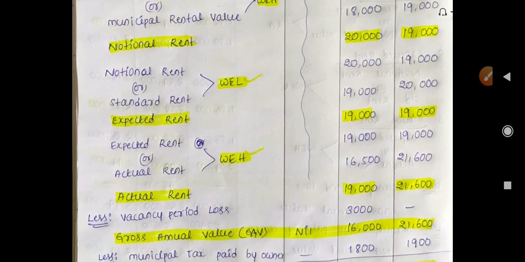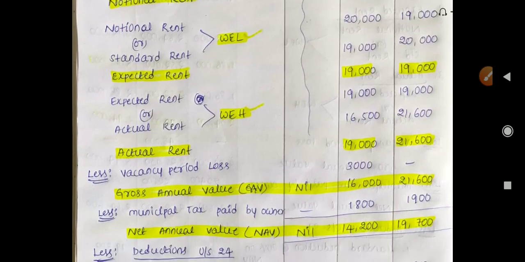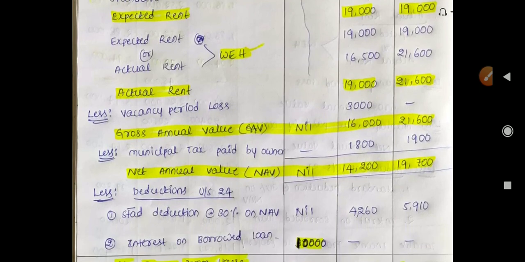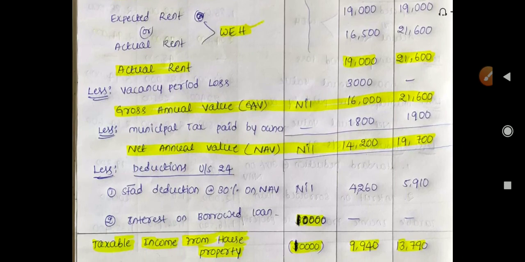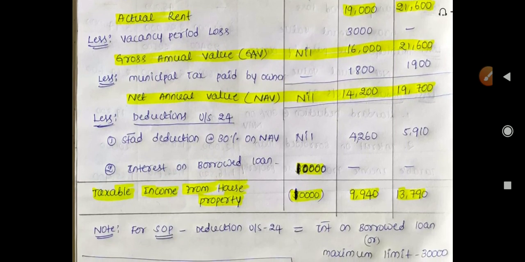Fair rental value or municipal rental value, whichever is higher will be the notional rent. Notional rent or standard rent, whichever is less will be the expected rent. Expected rent or actual rent, whichever is higher will be the actual rent. In that you have to deduct vacancy period loss and you will get the gross annual value. In that you have to deduct municipal tax paid by the owner, then you will get the net annual value. In that you have to deduct deductions under section 24, that is standard deduction at the rate of 30% on NAV and interest on borrowed loan. Finally you will get the taxable income from house property.